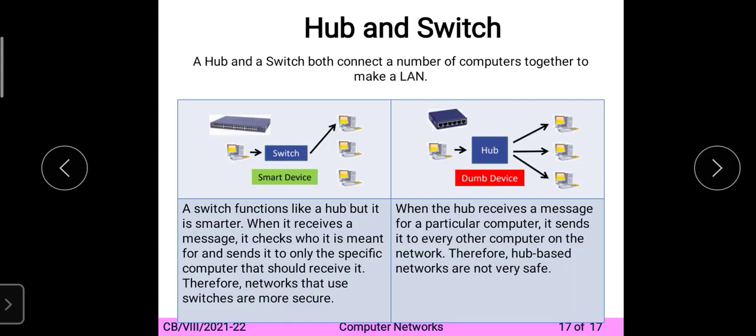Last topic, last component of network, that is a hub and the switch. So what is the hub and switch? Both are used to connect a number of computers together to make a LAN. Both are used to make a LAN and connect the computers to each other, but both are different. First, this is the switch device and this is the hub device. First, we learn about the hub.